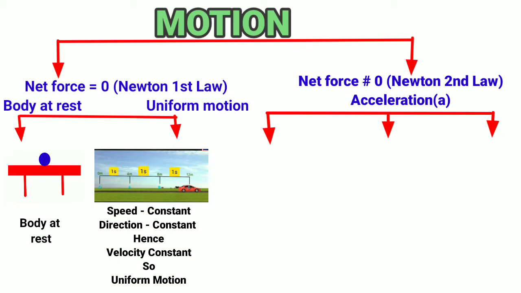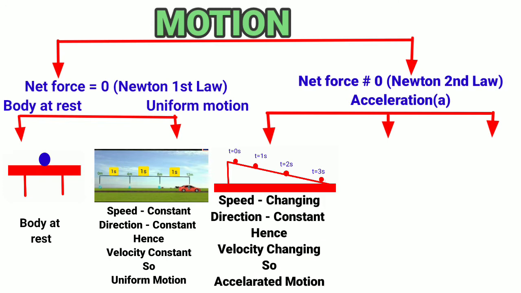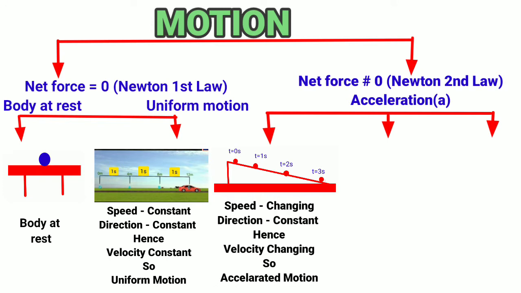Now I will give three examples for accelerated motion. Let us see the first one. A sphere is rolling down an inclined plane. Here, see the speed of the object. Speed is changing, direction is constant. Hence we say velocity is changing. So the body is in accelerated motion.